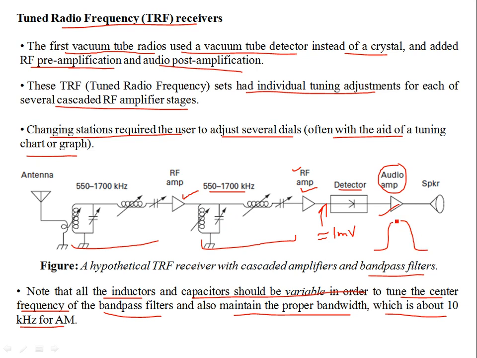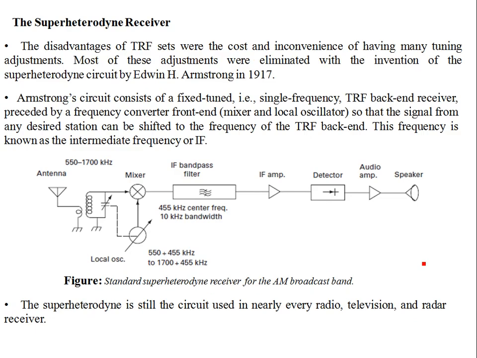LC tunable bandpass filters, the 3 dB bandwidth over here, at the point where the 70% response falls over here, should be 10 kilohertz. Okay, so for AM applications, it's not only the FC we are going to tune, but the 3 dB bandwidth should be 10 kilohertz. So these are variable capacitors and inductors to maintain the bandwidth and for the center tuning of the bandpass filter as well.